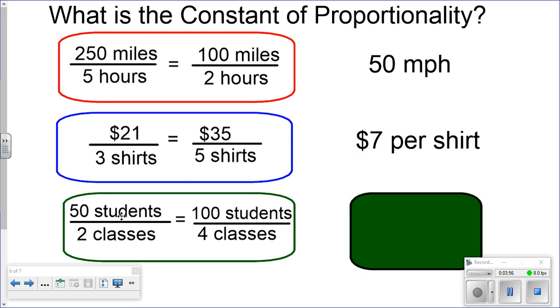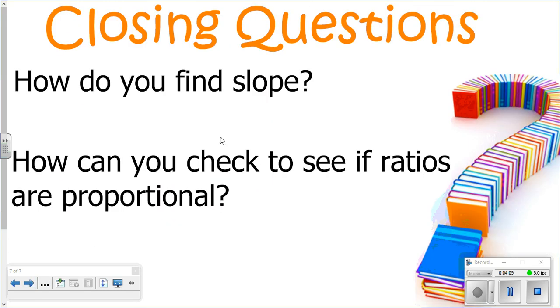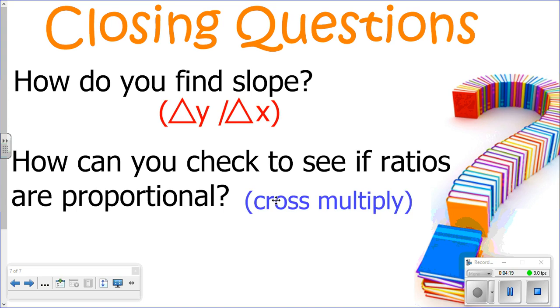In this example, I have 50 students in 2 classes. I have 100 students in 4 classes. So my constant of proportionality is 25 students per class. So how do you find slope? The change in y over change in x. We just divide. How can you check to see if ratios are proportional? Cross multiply.